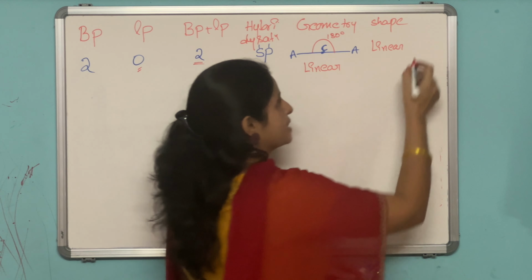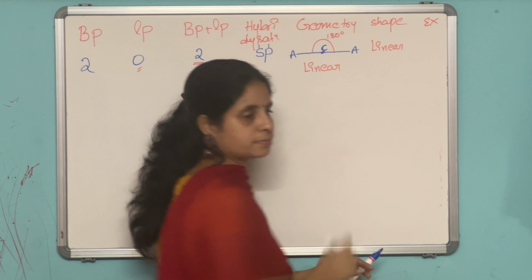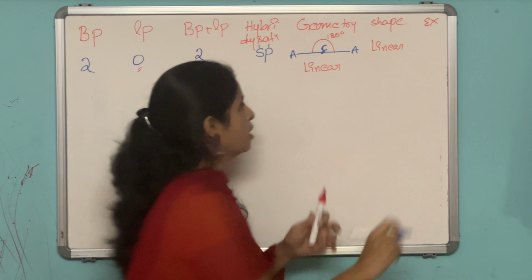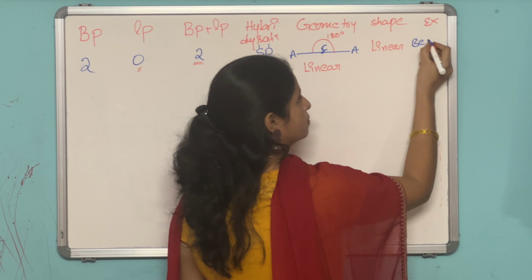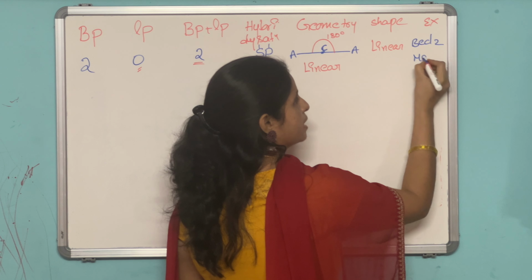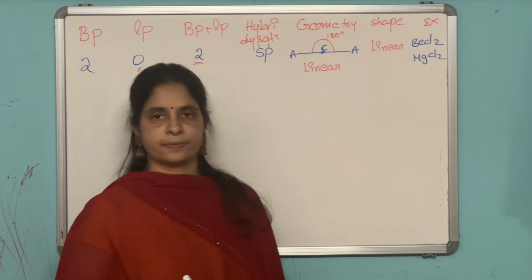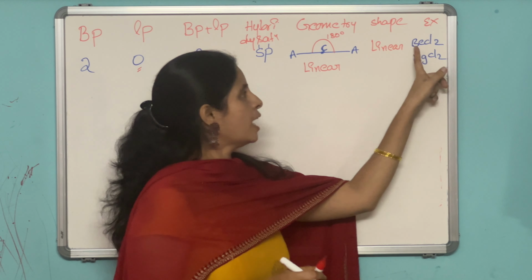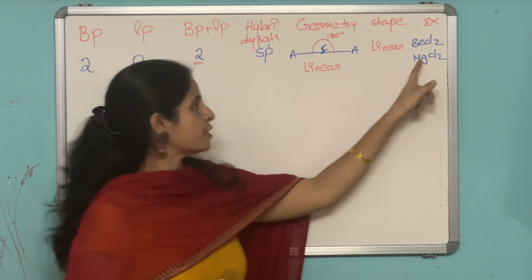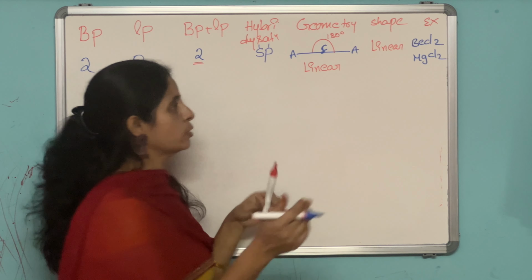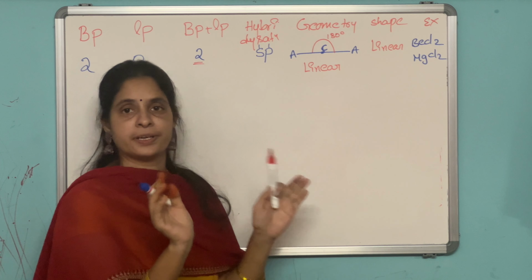Okay, and examples for this one: BeCl2, MgCl2, all these are examples for this one. Now if you are given BeCl2, how do you find out the shape here?